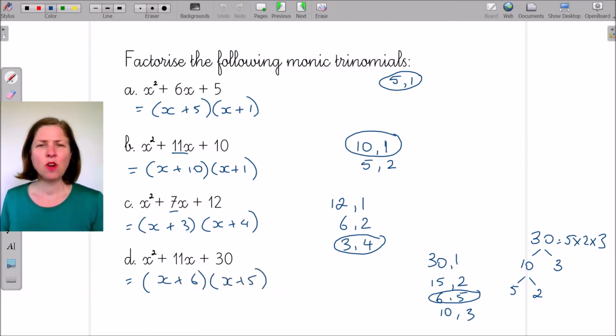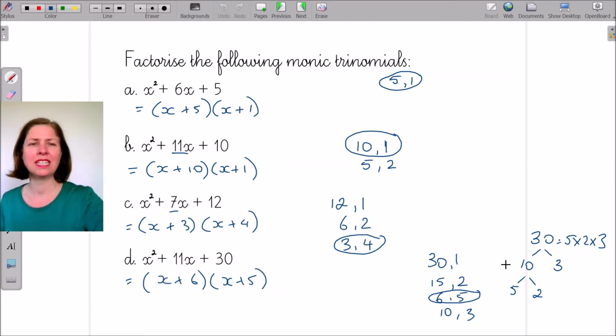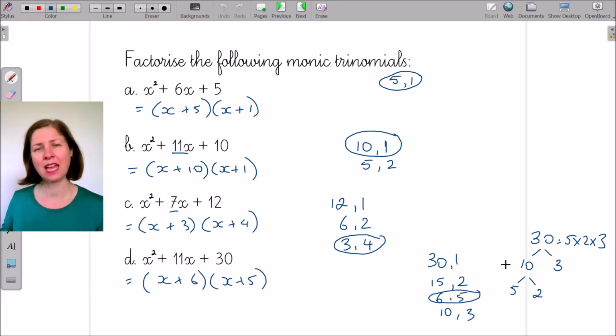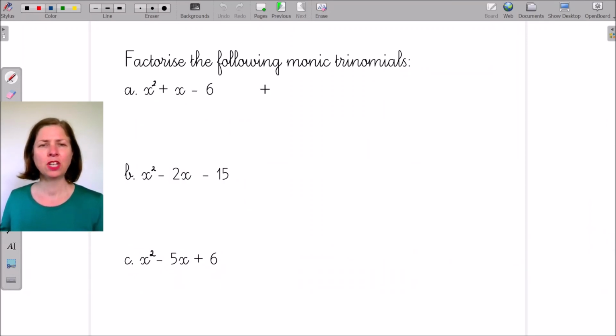So that's how we deal with monic trinomials when we have all positives there and when they're fairly straightforward. But this is not quite the whole picture. The good news is it doesn't get too much more complicated, and my technique doesn't change at all. So let's have a look at some more examples. On this page, I've got some negatives here. All right, so what do we do?